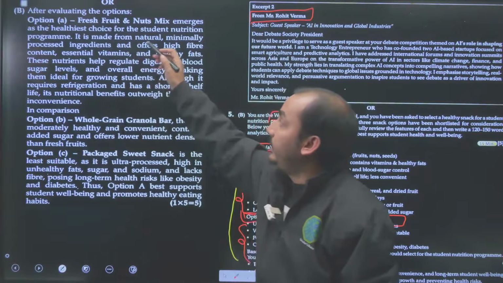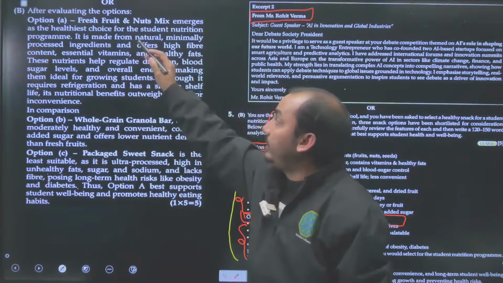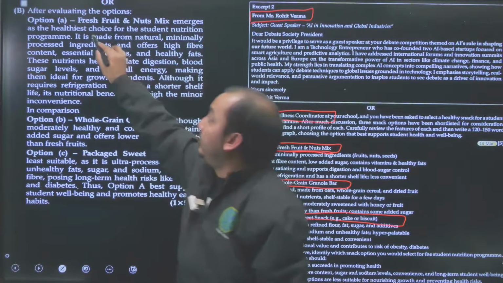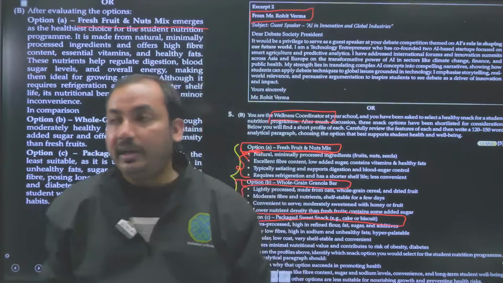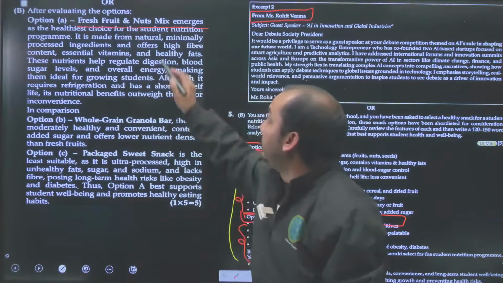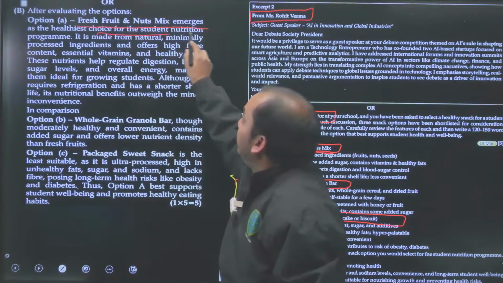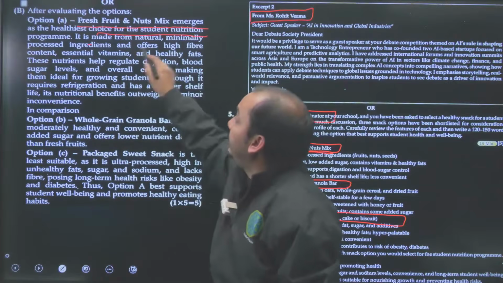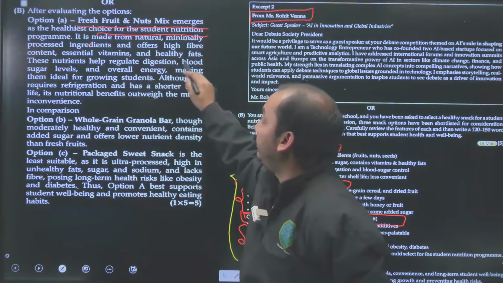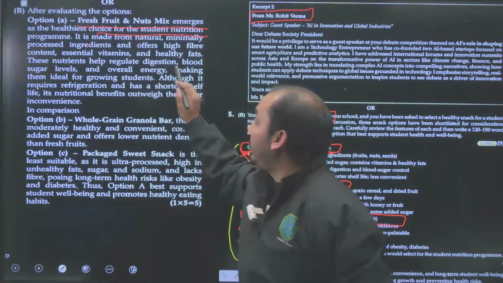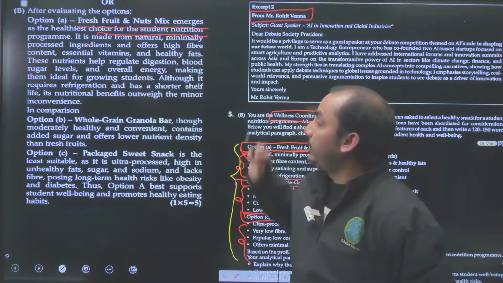As you can see that here in the question answer, after evaluating the options, the author has chosen the option A. You also have to choose the option A because it is a healthier choice. Healthiest choice for this student nutrition program. It is made from natural, minimally processed ingredients and offers high fiber content, essential vitamins, and healthy fats. These nutrients help regulate digestion, blood sugar levels, and overall energy.